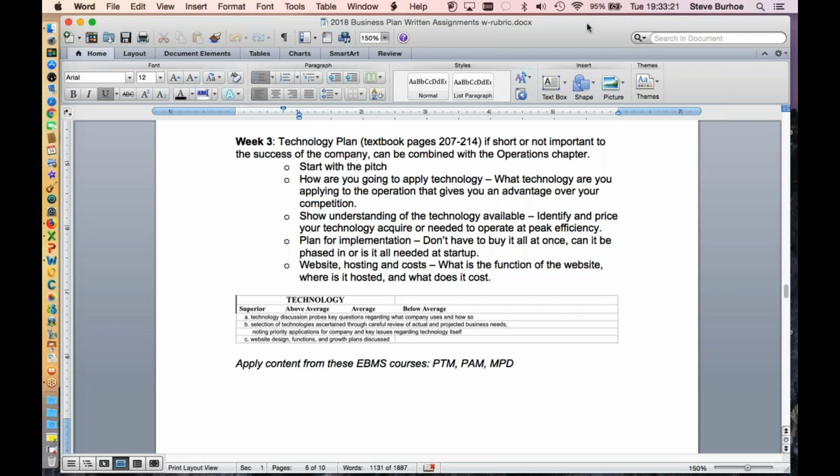Or you're going to start at home and then expand out to a server farm where you're going to pay by the gigabyte and all this stuff. But again, plan stuff. They want to see that you're not, I call it, one and done. You're not going to do one thing and then quit. They want to know what are your plans for the future. So again, technology, you can combine that with operations if you want to. But if technology is a key to your business, we'd like for you to talk about it separately.